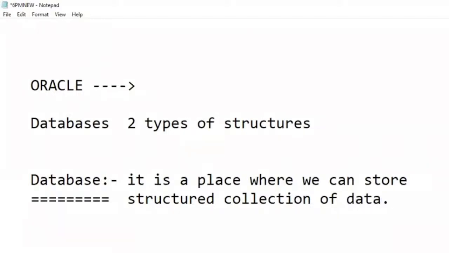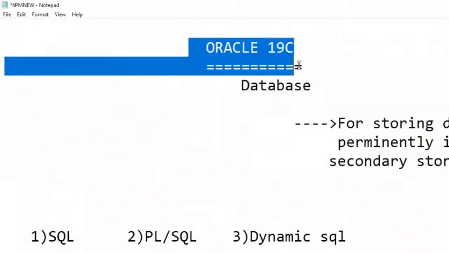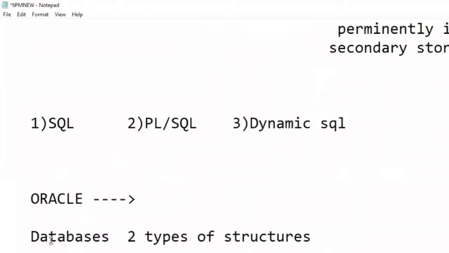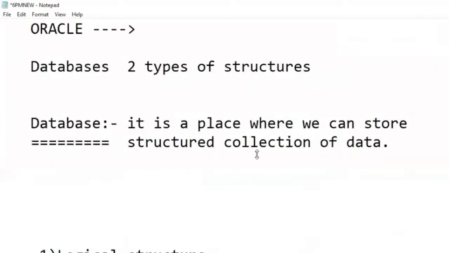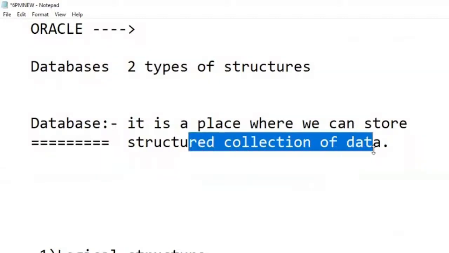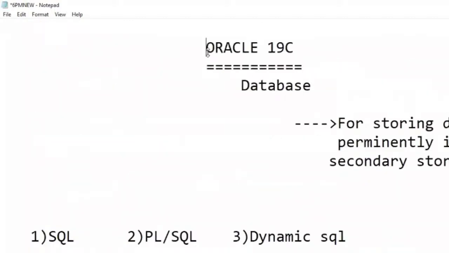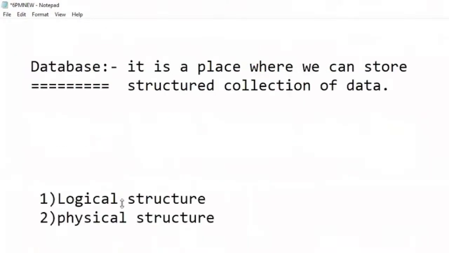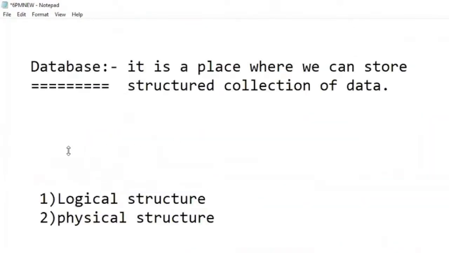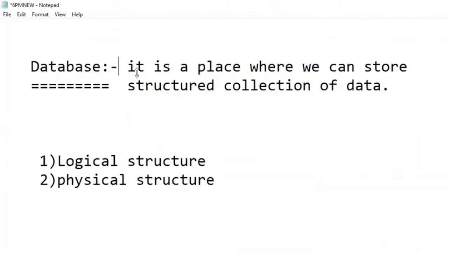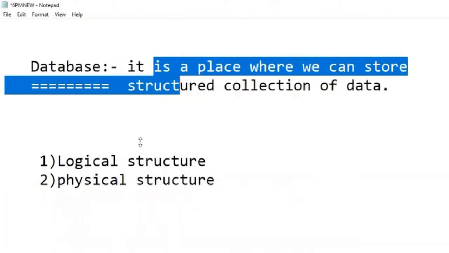Observe here. Whenever we install Oracle or any relational database software, what is the database actually? It is a place. Whenever we install this type of software, some place is automatically reserved on the hard disk. In that place we can store a structured collection of data. But whenever we install this software, two types of structures are there: logical structure and physical structure. I am not explaining this definition today; you will understand one of these days.